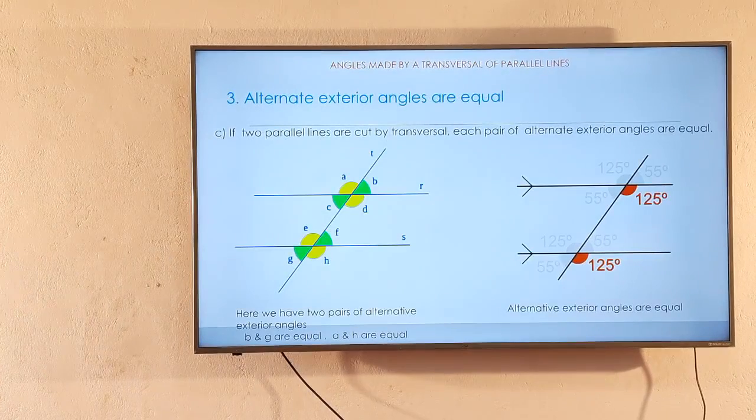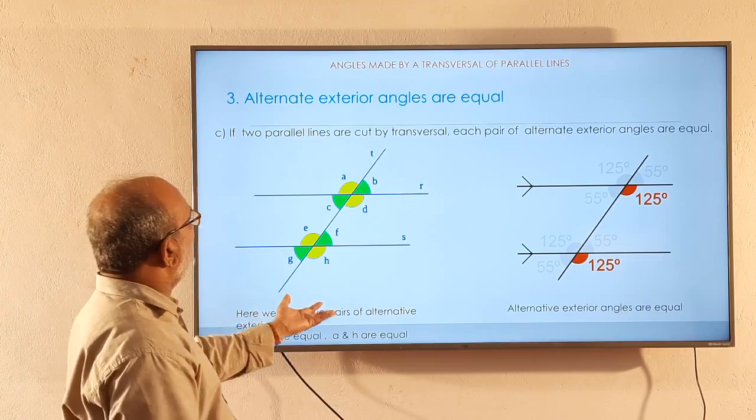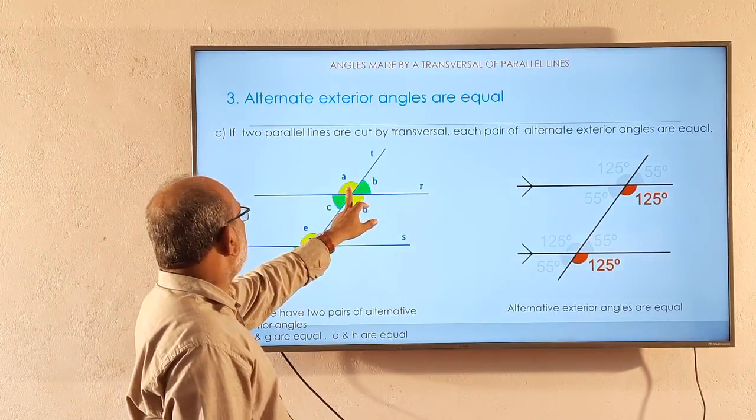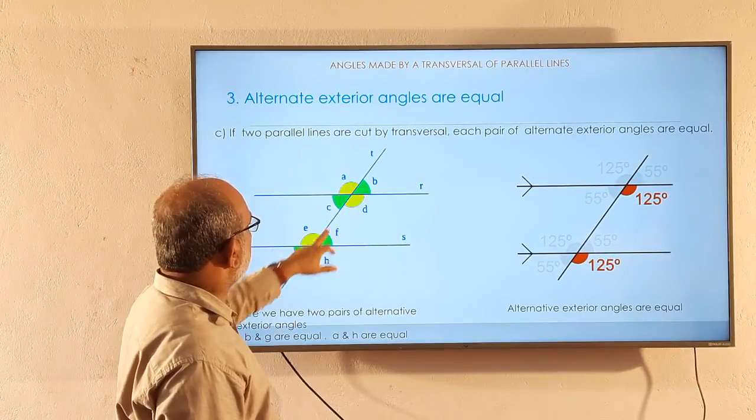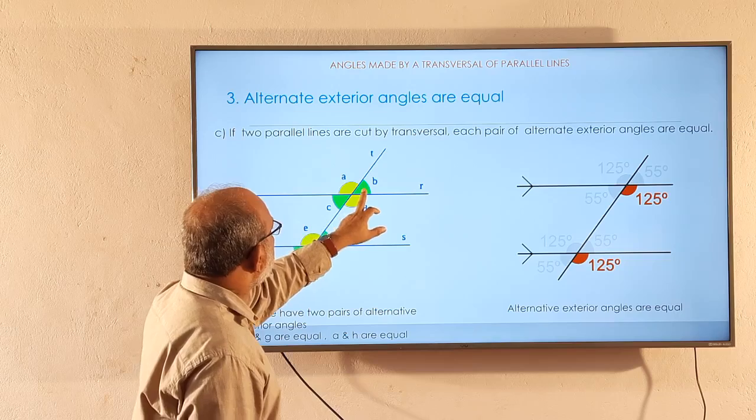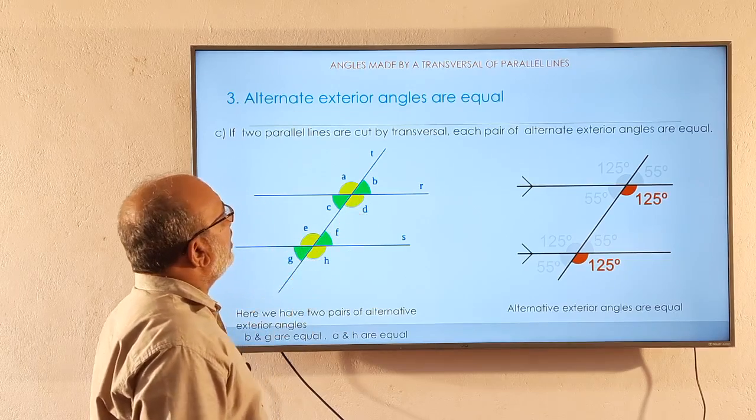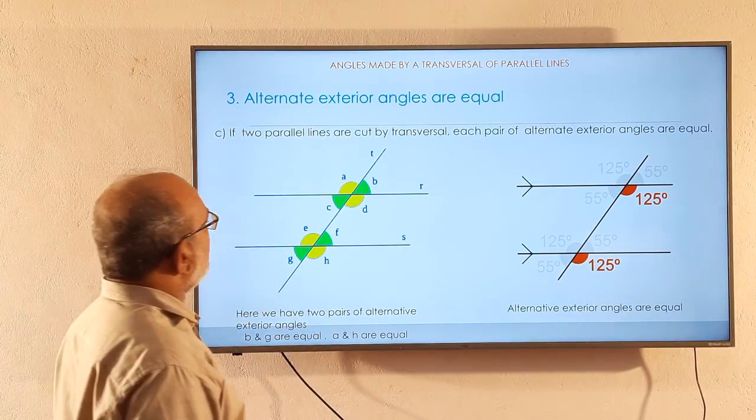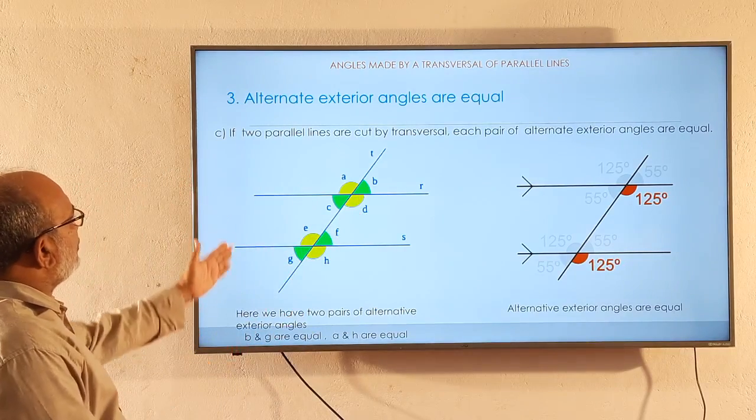Okay. Now alternate exterior angles are similar to the other one. What is alternate exterior? This is exterior and this is also exterior, alternate exterior. This green shaded is alternate exterior and this is alternate exterior. They are again equal. Okay, alternate exterior angles.